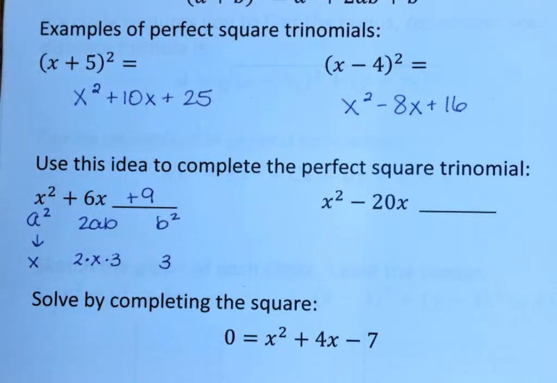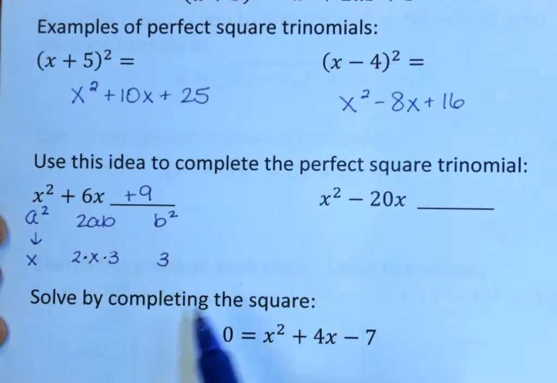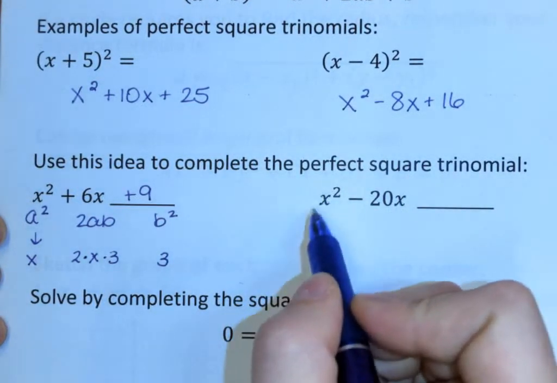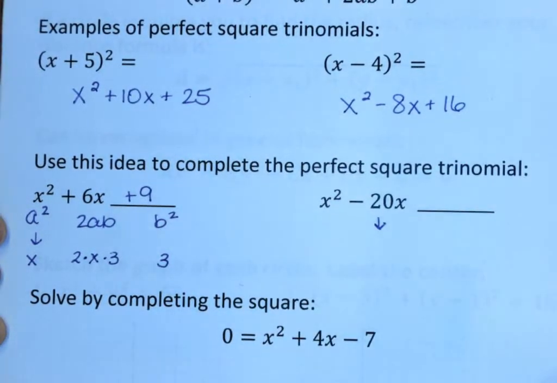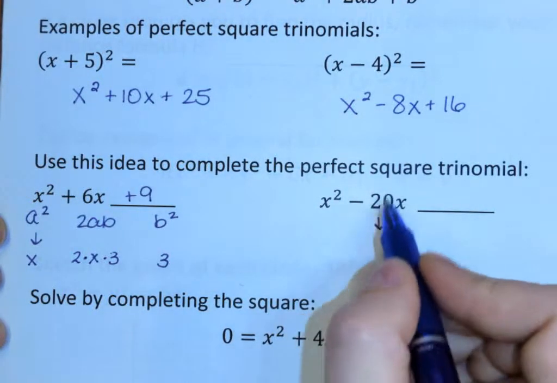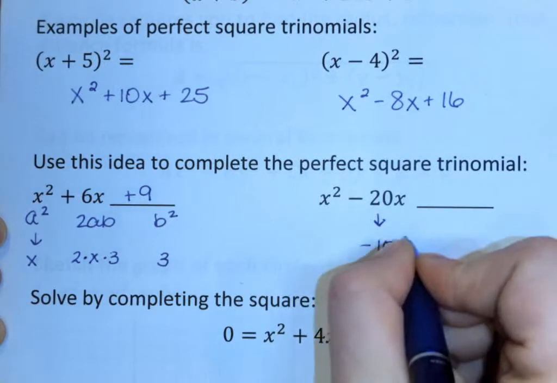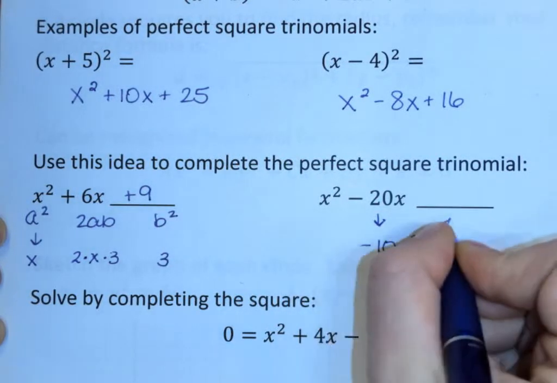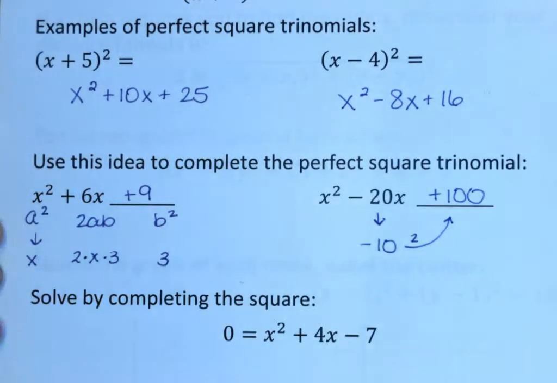This is the main idea behind completing the square. To make life easier, as long as you don't have a number out in front, just ask, what is half of that number? Half of the middle number is negative 10. What is negative 10 squared? Done.